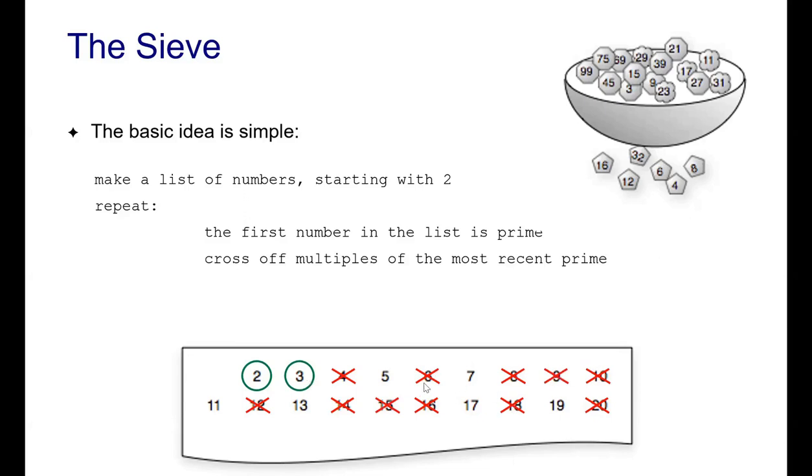Multiples of 3: 6, which is already struck off, so move on. The next multiple of 3 is 9, so we are going to strike that. The multiple of 3, 12, is already struck. Move on. The next multiple of 3 is 15, so we are going to strike it off. And 18 is already struck off. Okay. The next prime number.